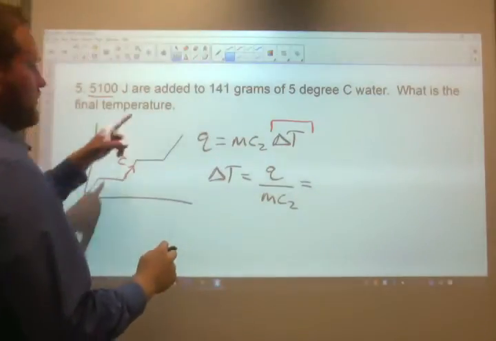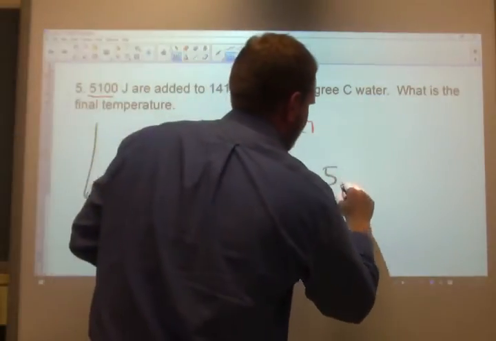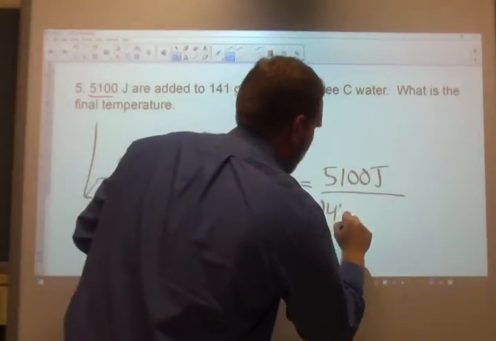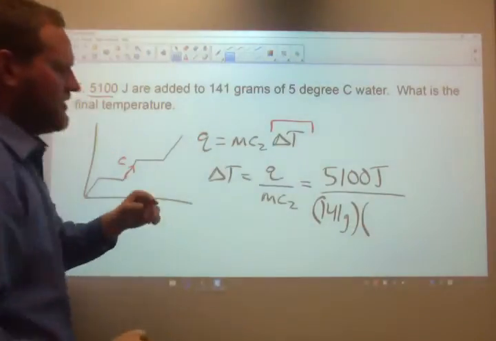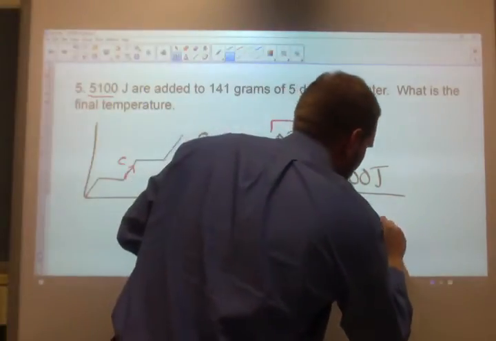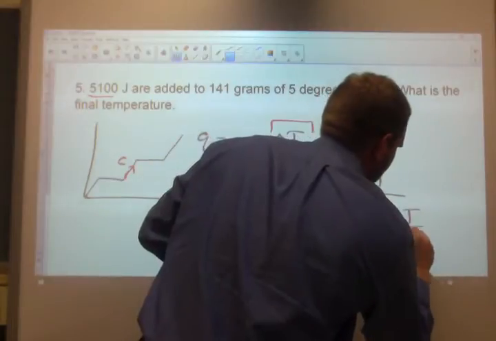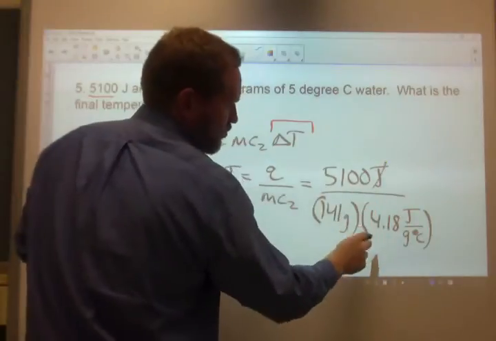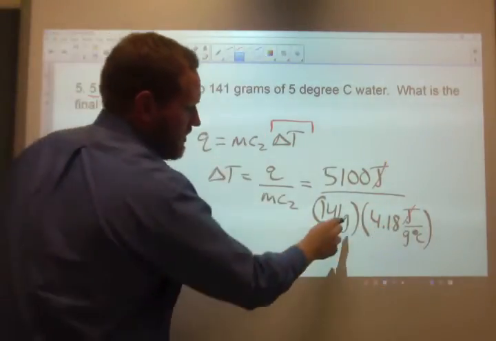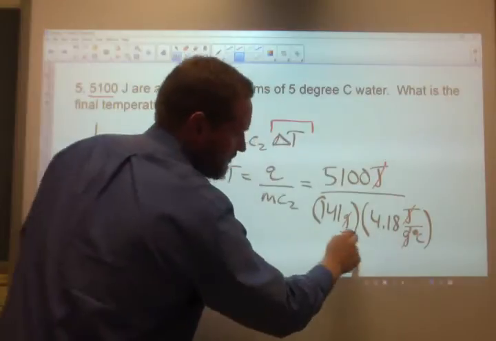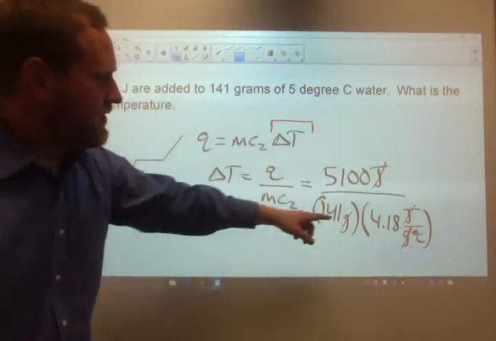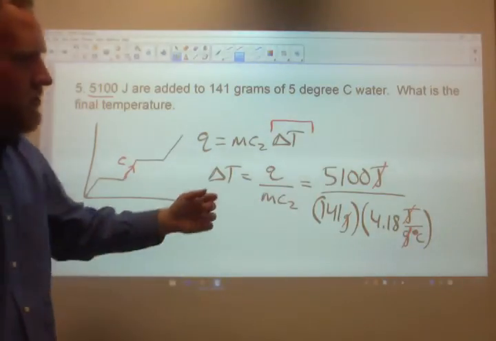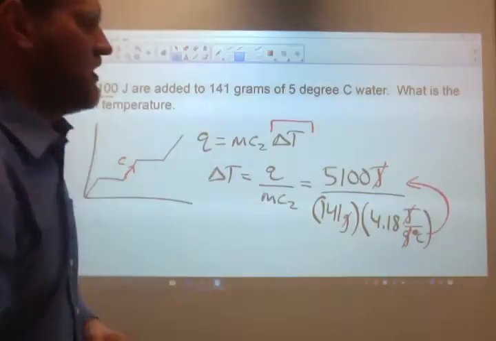Let's plug in our numbers. Q is 5,100 joules. M is 141 grams. And C2, you look up on your worksheet, is 4.18 joules per gram degree Celsius. Let's check our units. Joules in the numerator cancels joules in the denominator. This gram is going to cancel that gram because it's numerator over denominator. I'm left with degrees Celsius as my double denominator. It's the inverse of my inverse, so that's going to pop back out on top, which I want.